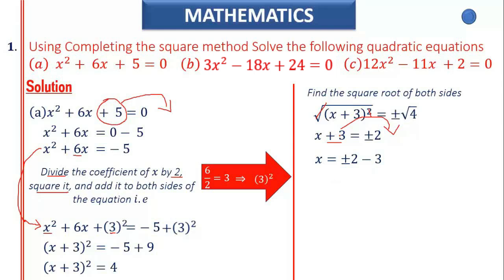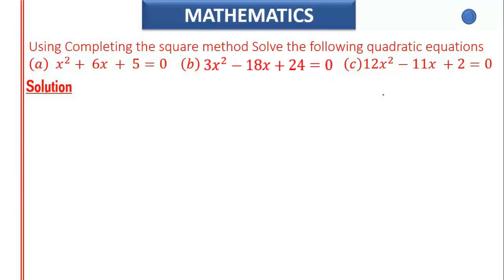Now at this point you can separate it, because it contains two terms. x equals plus 2 minus 3, or x equals minus 2 minus 3. So x equals minus 1, or x equals minus 5. Okay, that's that. Let's go to the second question.